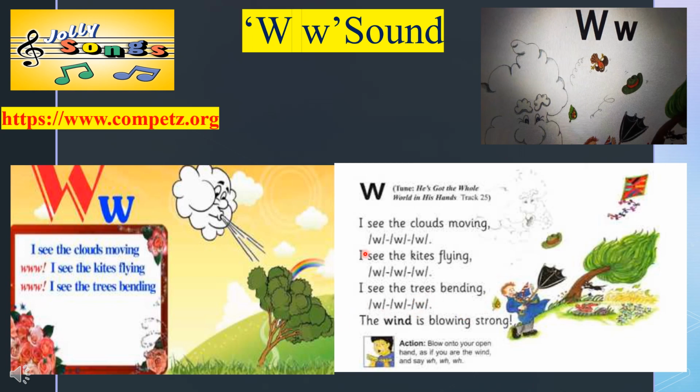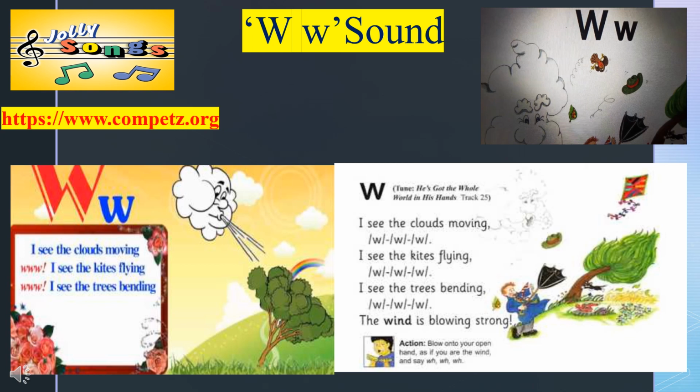It's flying by its own. See, is someone there? No. The kite is flying by itself, isn't it? So see, I see the kites flying, wah, wah, wah. Now repeat once again. I see the clouds moving, wah, wah, wah. I see the kites flying, wah, wah, wah. I see the trees, who is bending? Trees. Yes, children. I see the trees bending, wah, wah, wah.